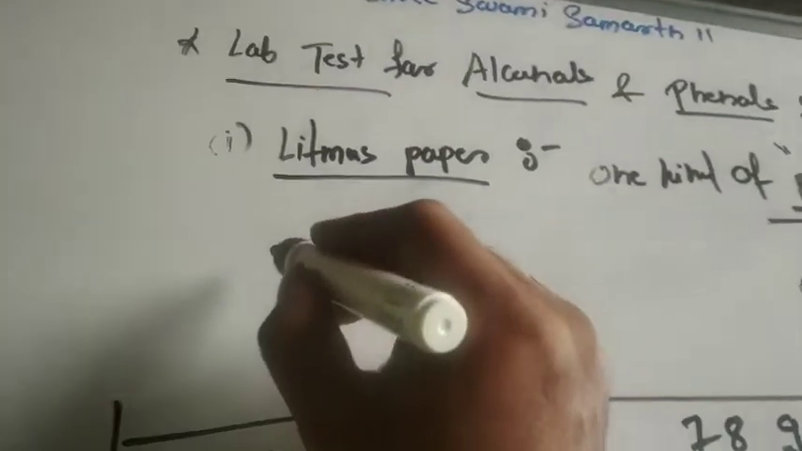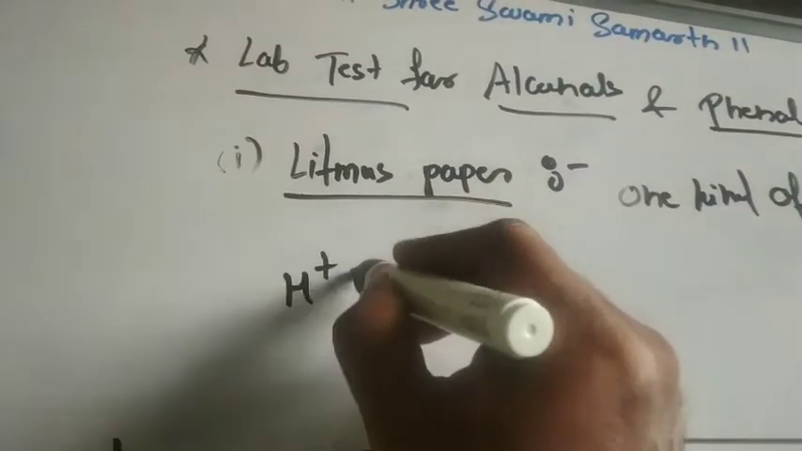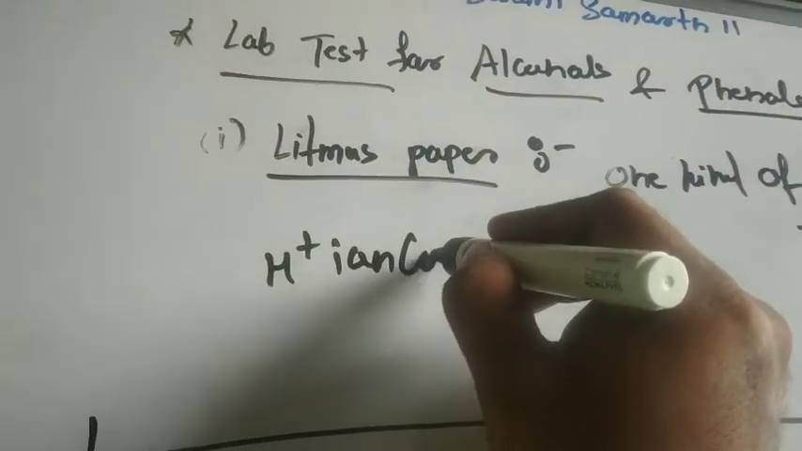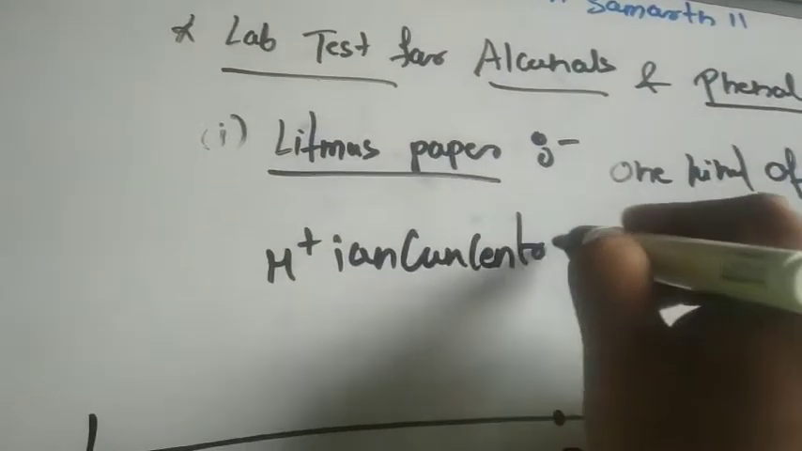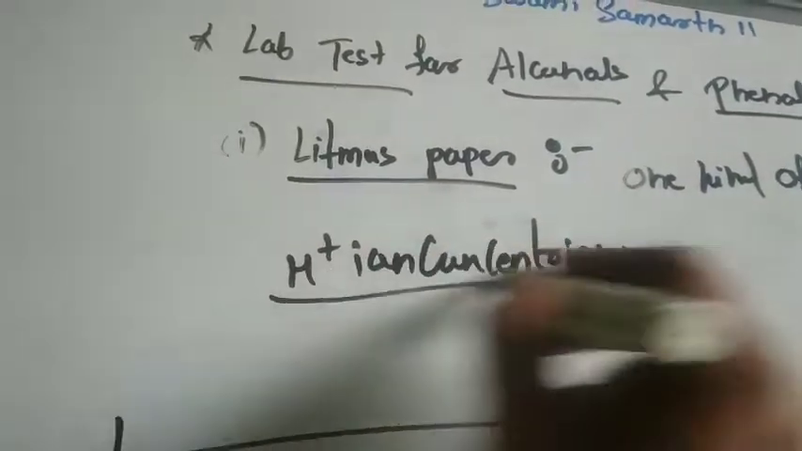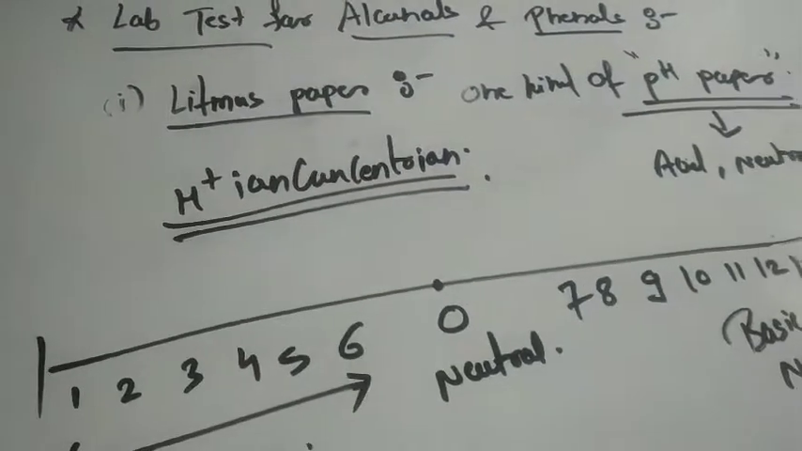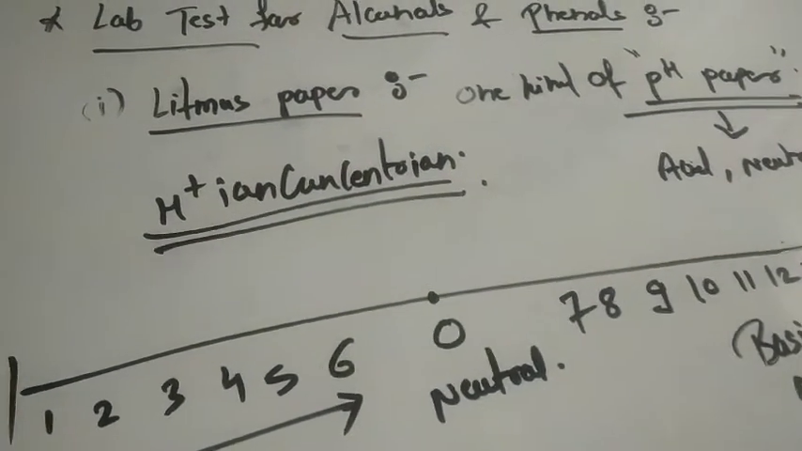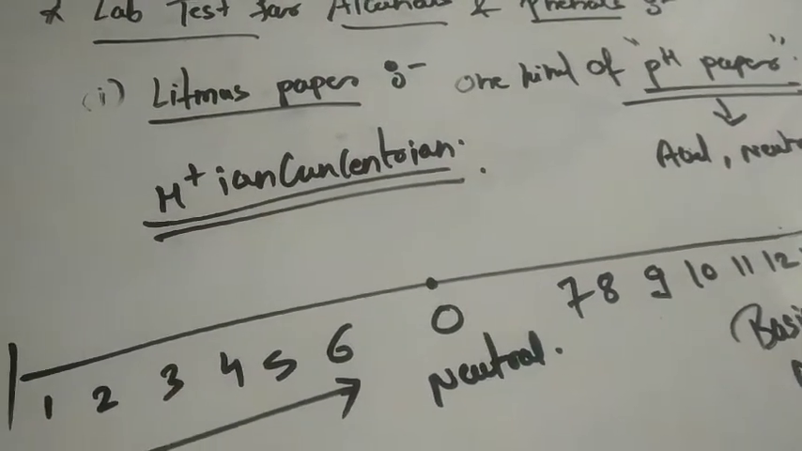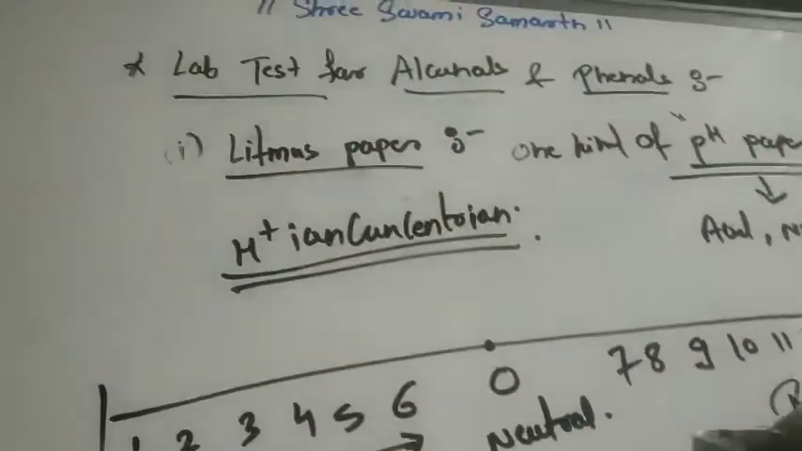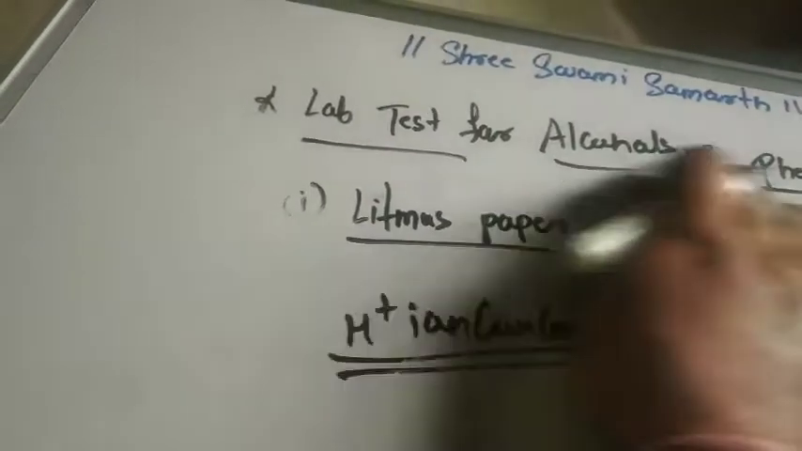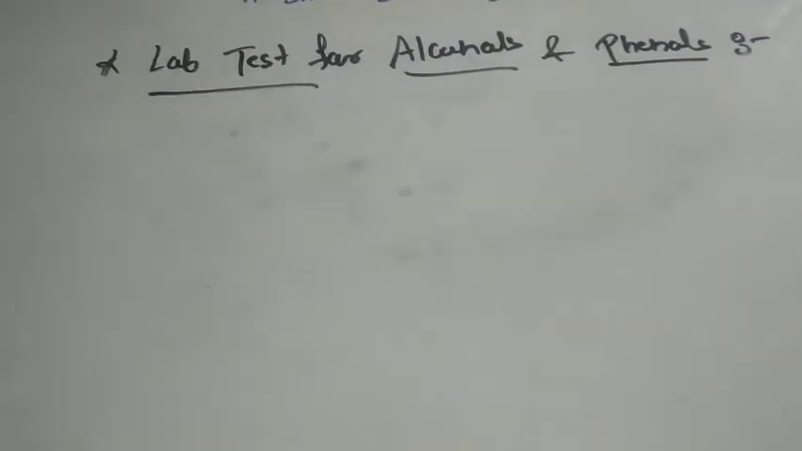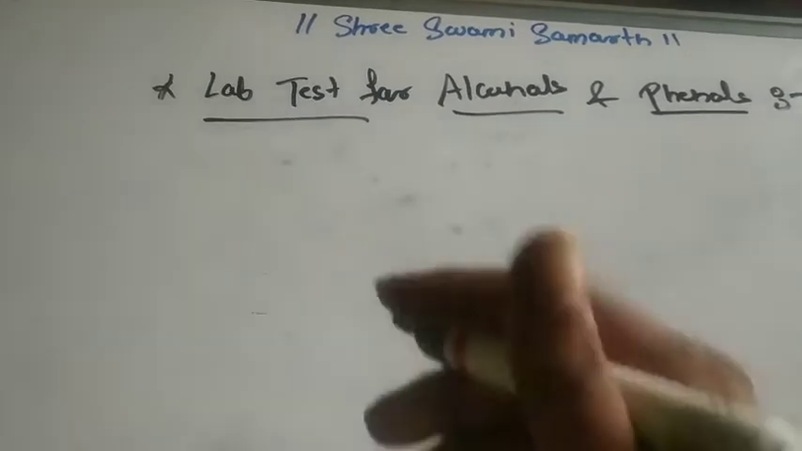Now what is the meaning of pH? pH is nothing but the hydrogen ion concentration. Hydrogen ion concentration is called the pH, right? So we need to study what is the use of a litmus paper on alcohols and on phenols. Now how does this indicate whether the particular compound is an acid or a base? So here I will tell you one rule. You have to remember that rule first, right? So what is the rule?